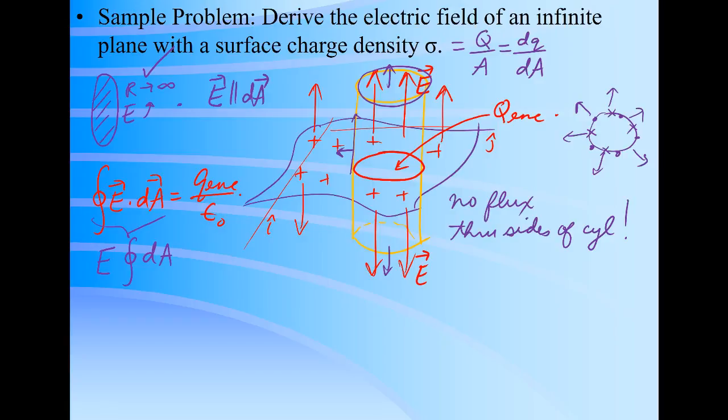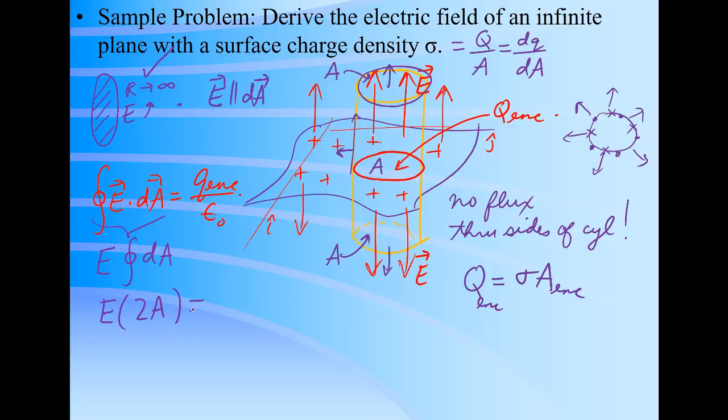Okay, what about Q enclosed? Well, that's a little bit trickier, okay? It turns out that we can just write Q enclosed as sigma times A enclosed, okay? And let's say that A is the area of the intersection of the cylinder with the sheet, which means that the top has an area of A and the bottom has an area of A. And that means that if I do the surface integral of dA, I'm just going to get 2A. That is the area at the top and bottom of the cylinder.